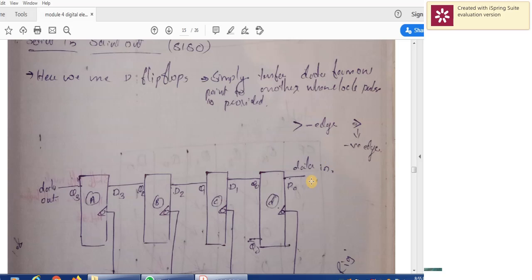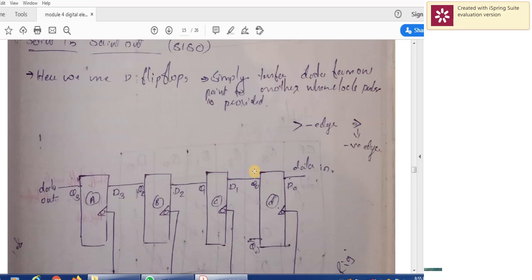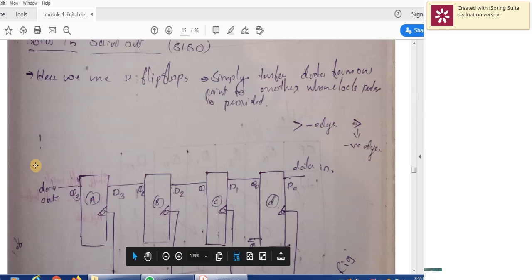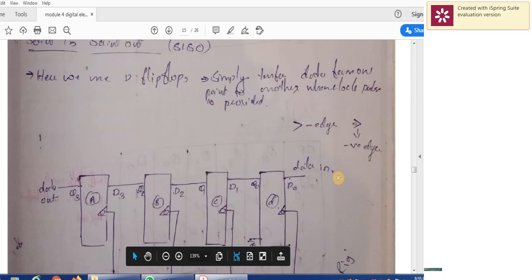So here, this is the data input, and here the data output. If I am giving 0, this 0 will come here. That 0 is connected to the input of this flip-flop, so that 0 will transfer here, then that 0 will transfer here, and that 0 will transfer here. So we'll get data out. Whatever I am giving here, the data will be moved serially and we are getting it out. So it is called serial in and serial out.